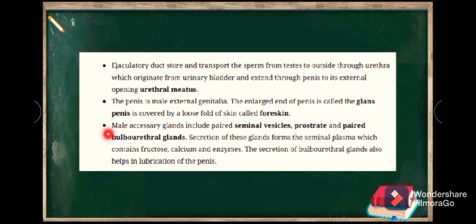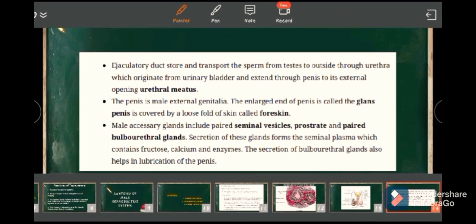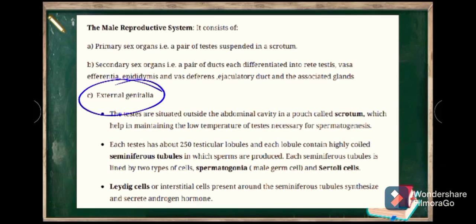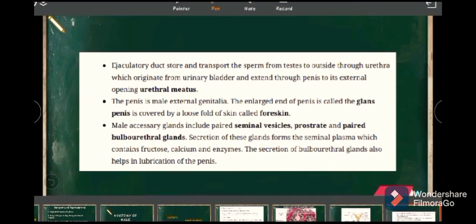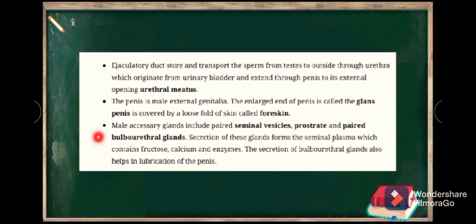Okay, some accessory glands are present in the entire reproductive system. Glans penis is there, and then your foreskin is there. Now, what are associated glands? Associated glands are those type of glands which are present along with the male reproductive system. They are also called male accessory glands, and they include a pair of seminal vesicles, the prostate gland, and a pair of bulbourethral glands.